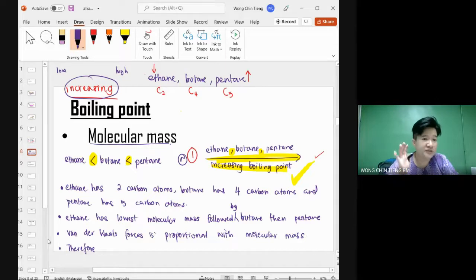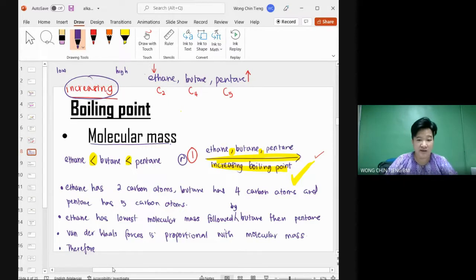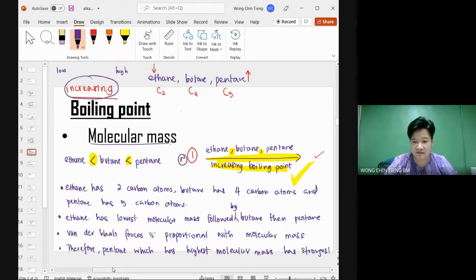You all prefer cerita yang tinggi ke you all prefer cerita yang rendah? We choose one and then we keep it until the end. Tinggi atau rendah? Tinggi. Dua orang cakap tinggi. Therefore, tinggi. Therefore, pentane, which has highest molecular mass, has strongest van der Waals forces.